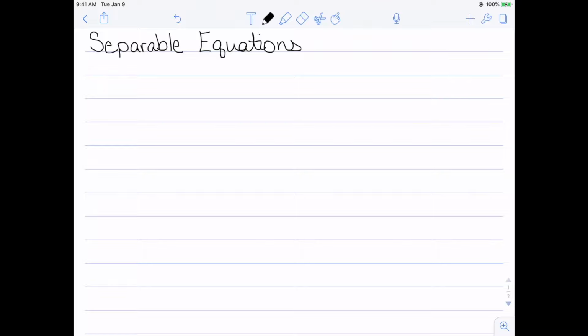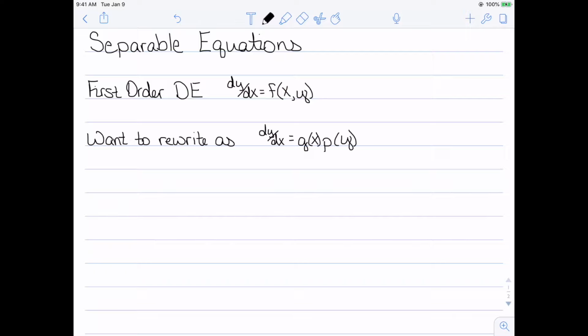We're now going to look at a particular type of first-order differential equation called a separable equation. So we'll start with the first-order differential equation, which is of the form dy/dx = f(x,y), some function involving x and y. And the idea is we want to be able to rewrite this in the form dy/dx = g(x)p(y).